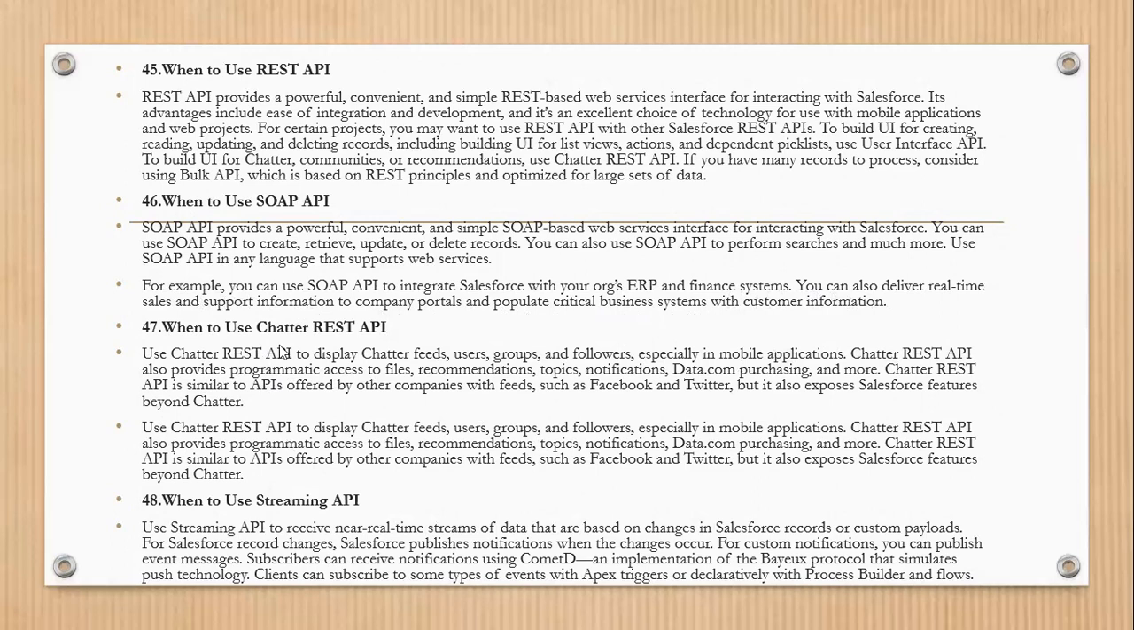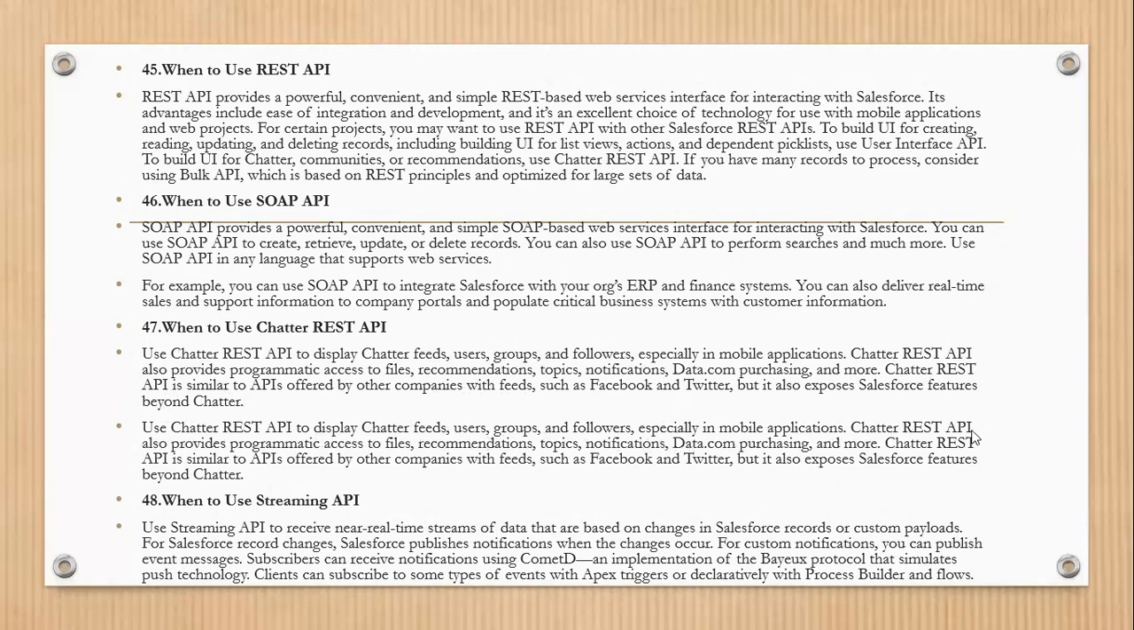Next question, when to use Chatter REST API? Use Chatter REST API to display Chatter feeds, user groups, and followers specifically in your application. Chatter REST API also provides programmatic access to files, recommendations, topics, notifications, Data.com purchasing, and more. Chatter REST API is similar to APIs offered by other companies with feeds, such as Facebook and Twitter, but it also exposes Salesforce features behind Chatter.